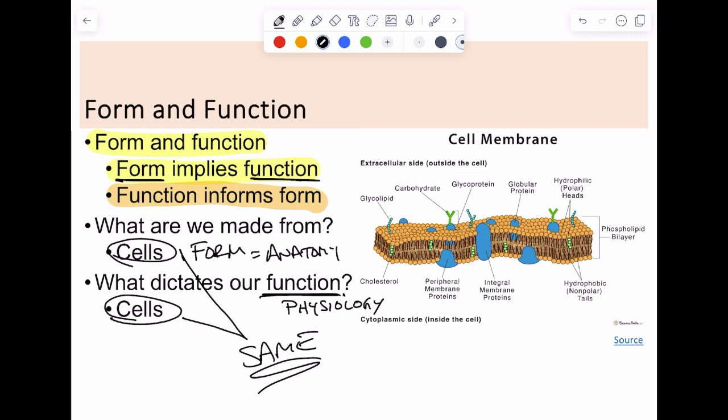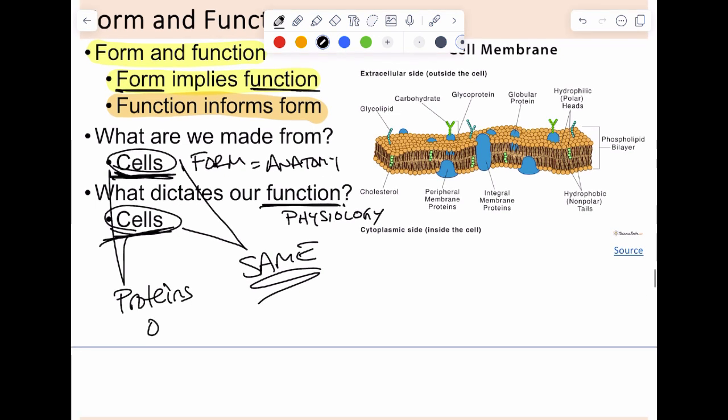When we look at how something is built, we're going to look at the exact same thing that's going to tell us how it works. They are inseparable. You talk one, you must talk the other. And in particular, it's not just the cells that we care about. It's something about the cells that we care about. And that would be proteins. OCHEM. OCHEM is going to tell us how we're built. And OCHEM is going to tell us how we work.